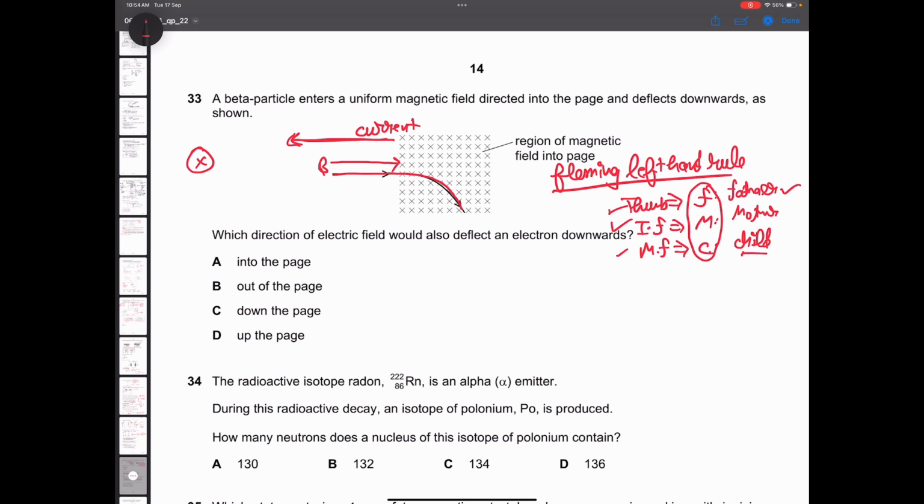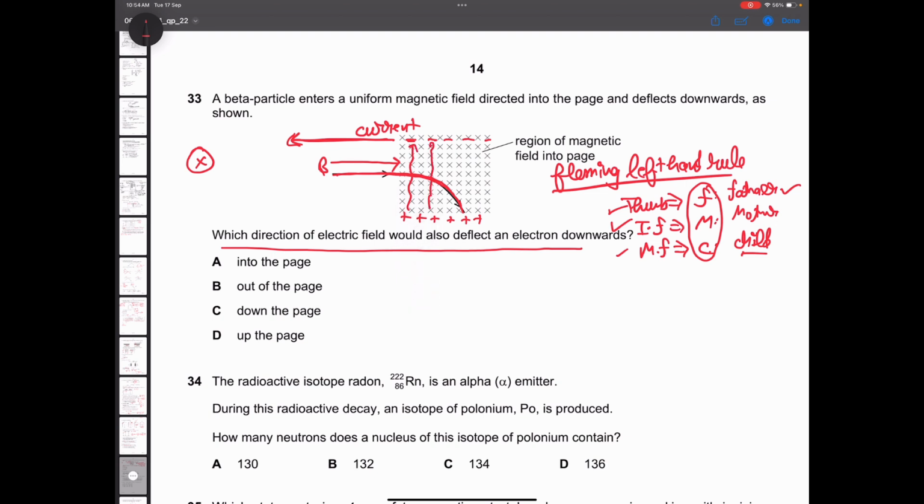But what they are asking now is which direction of electric field would also deflect an electron downwards? Just think about it. Electron is going towards down. Means positive charge should be here and negative charge should be here. Only then the electron will go towards the positive charge, and if positive charge is here, then the negative charge should be on the opposite side, and electric field is always from positive to negative.